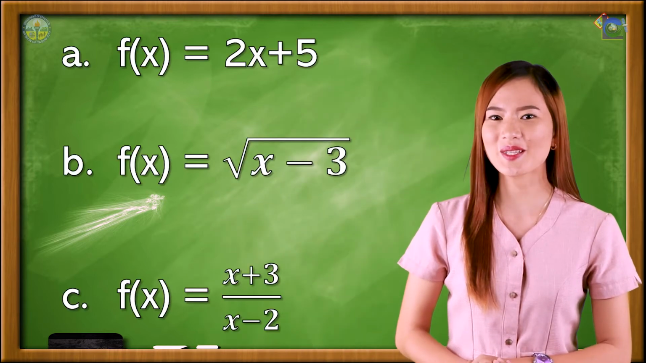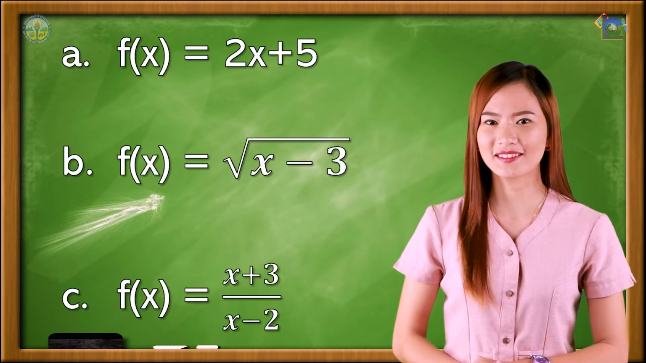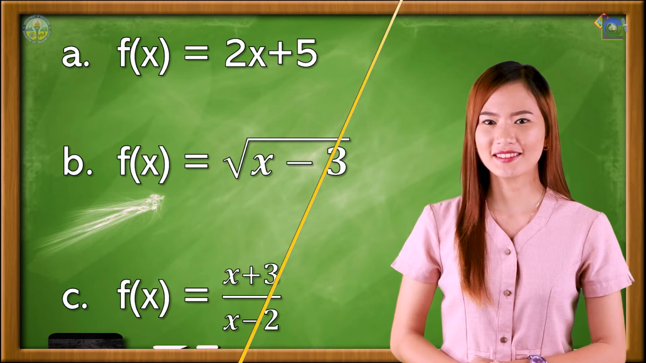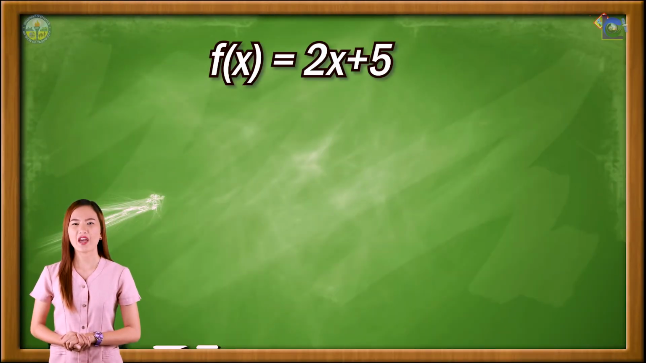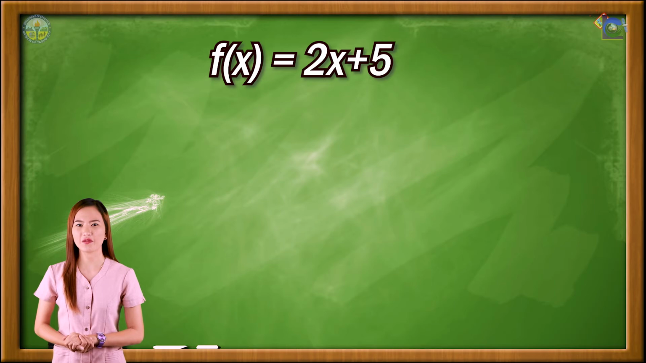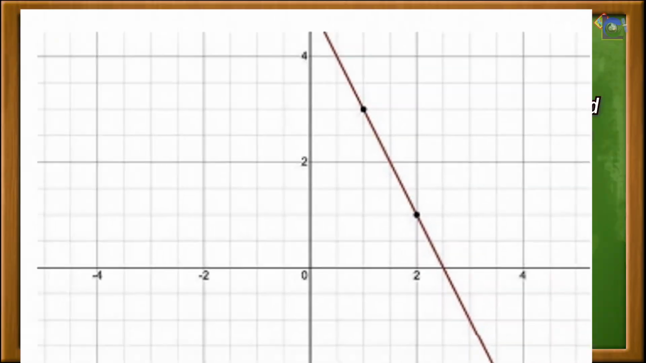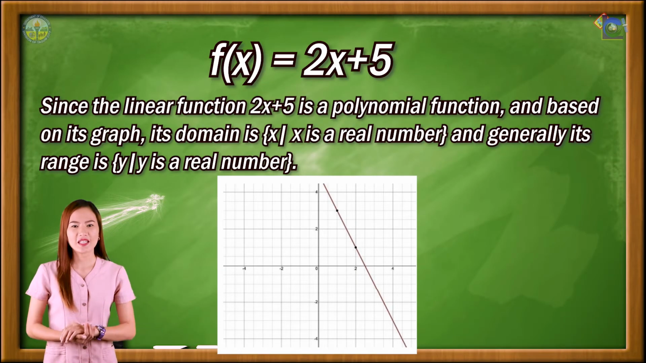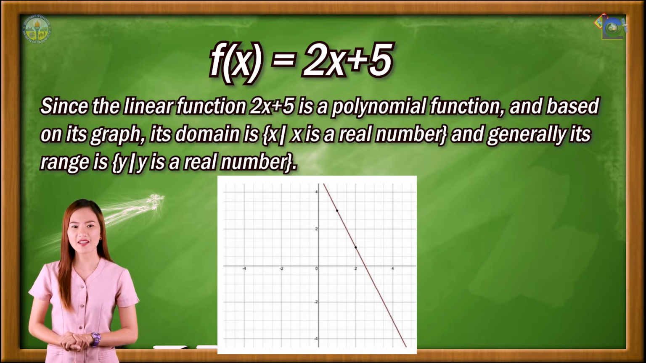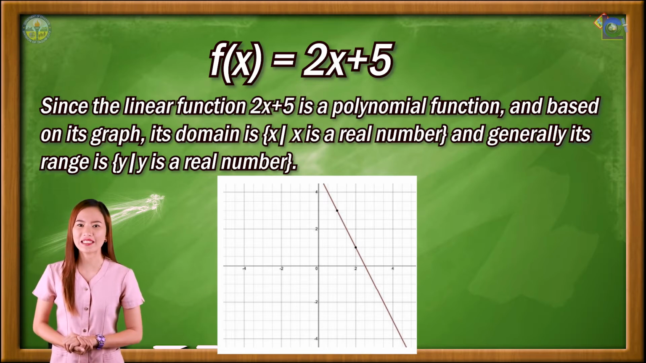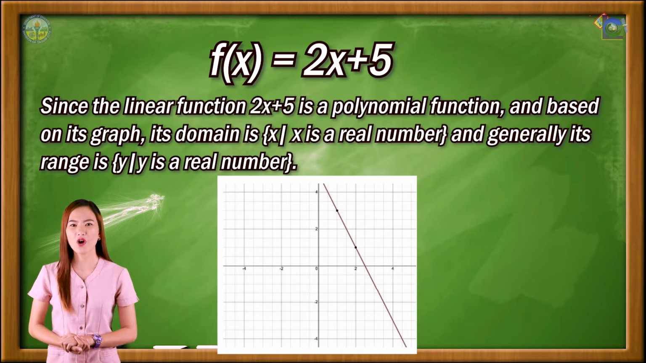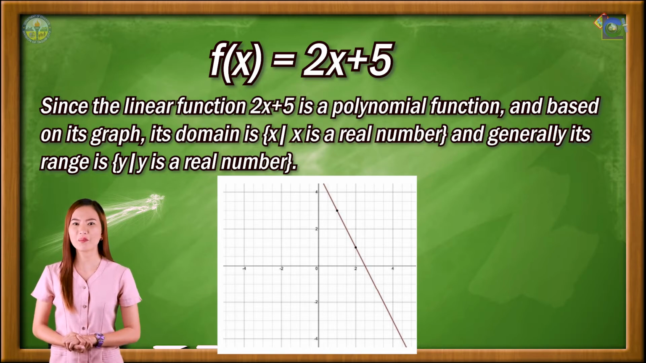This time, let us take back lessons regarding domain and range of a function by answering these examples. Letter A. f of x equals 2x plus 5. Since the linear function 2x plus 5 is a polynomial function, and based on its graph, its domain is the set of all x such that x is a real number, and generally, its range is the set of all y such that y is a real number.